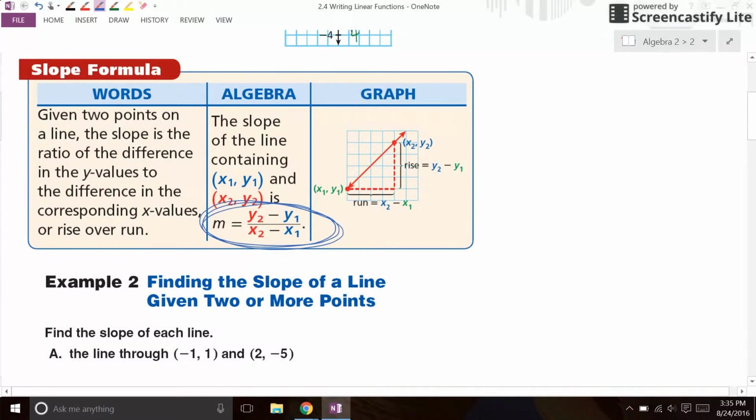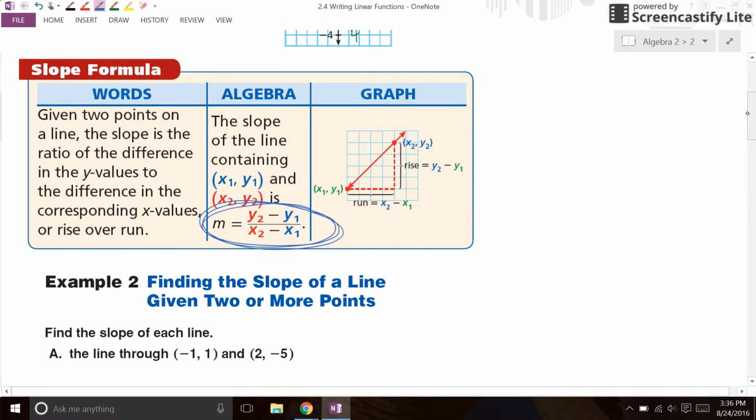No. But what does matter is that you stay consistent. If you did y2 minus y1, or the second point minus the first point, then you have to do x2 minus x1. You could also do y1 minus y2 over x1 minus x2. That would also be legitimate.